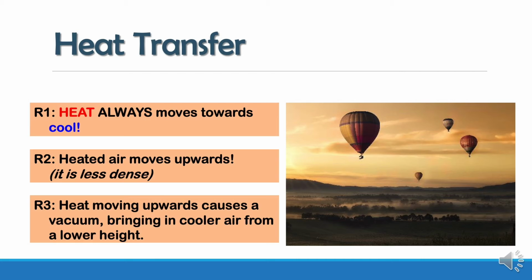As I mentioned, heated air moves upwards. It's less dense. The image of the hot air balloons should be a reminder of this, that there's a buoyancy that happens when air is heated. It takes up more space, it's less dense, and because it's rising, there is a vacuum that occurs, a negative air pressure, and that will bring in cooler air from a lower height. When we start talking about the building envelope, these concepts will be important to keep in mind.